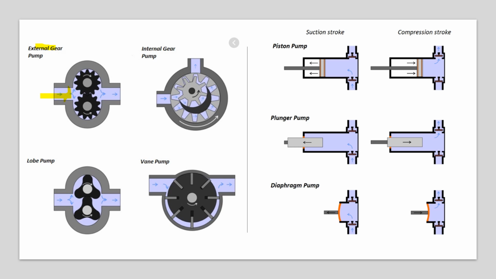This is an internal gear pump. Both the gears are cut inside a cavity. This is your lobe pump. In a lobe pump, these are the lobes, and the fluid will be entering from this side, and in the same way, it will be going outside in this way.